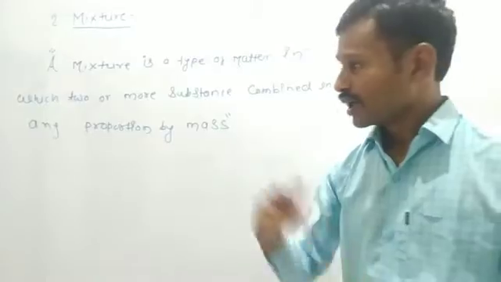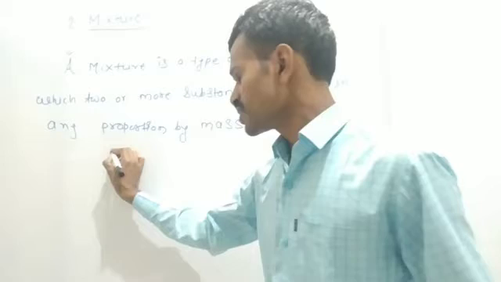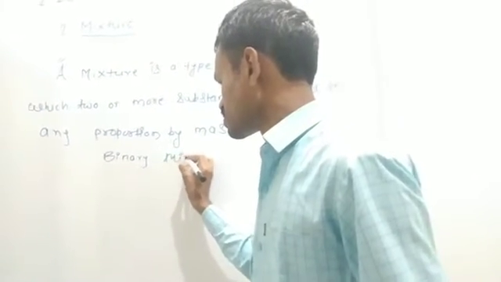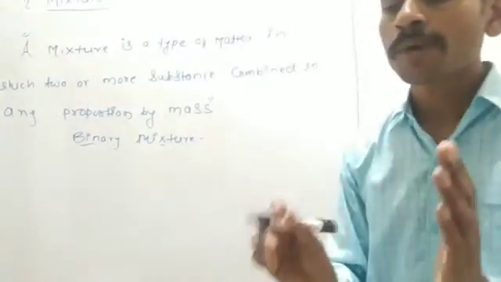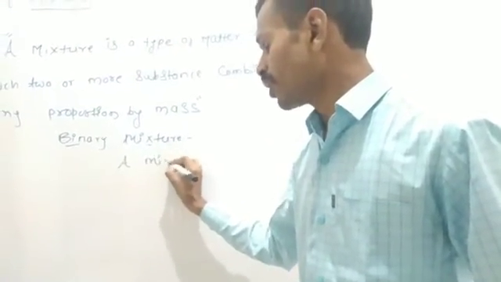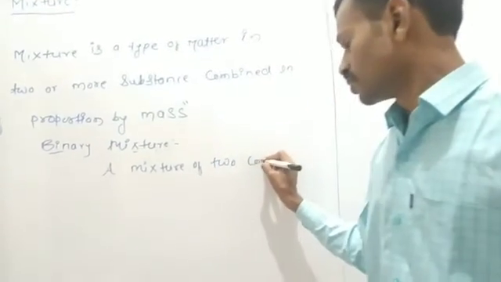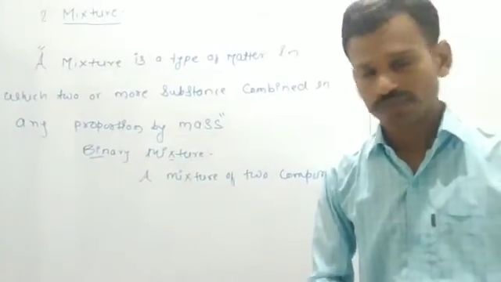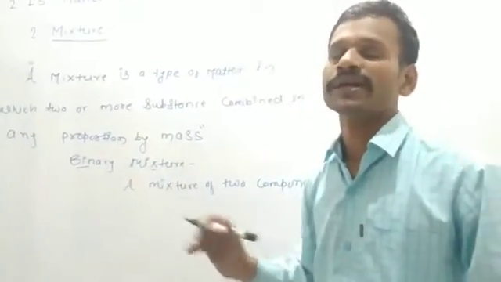Now we also define another definition, the binary mixture. A binary mixture is a mixture of two components. Means when two substances combine together, then this type of mixture is formed, and that is called a binary mixture.